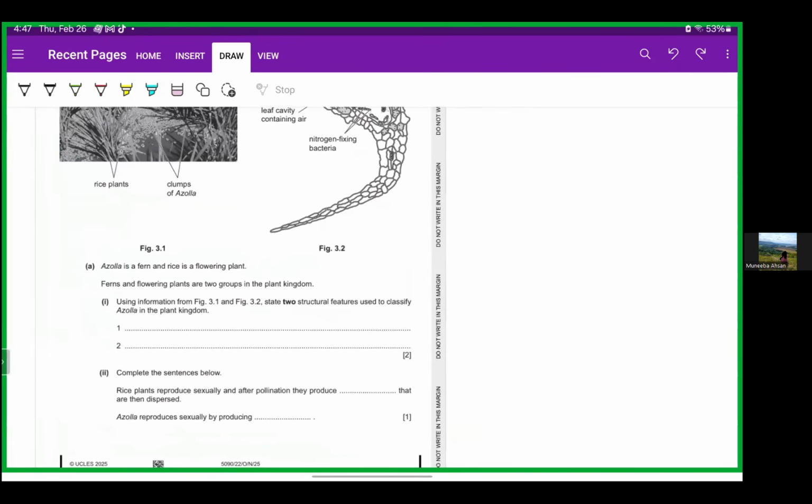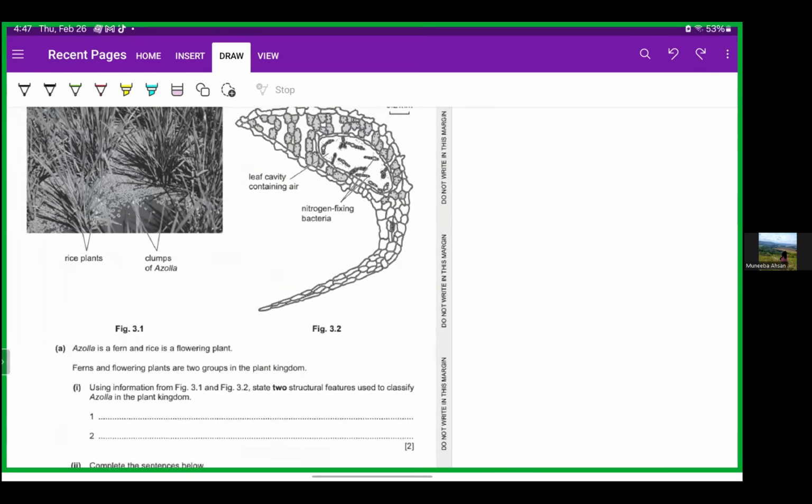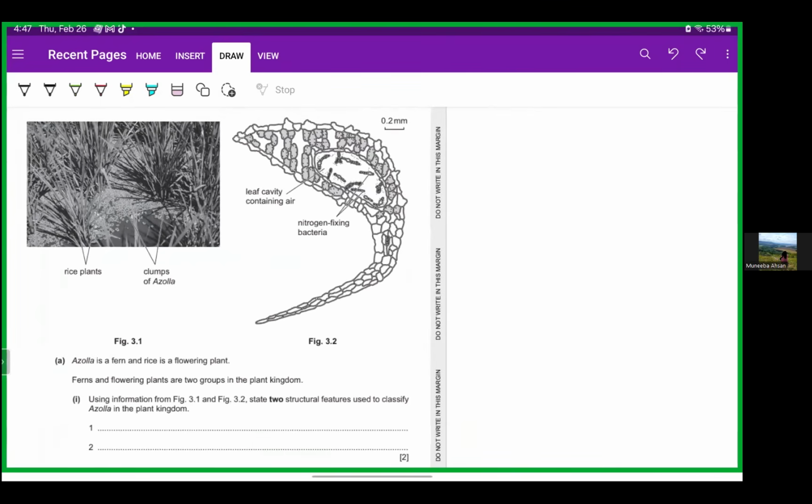Okay, Azolla is a fern and rice is a flowering plant. Ferns and flowering plants are two groups in the plant kingdom. Use the information in figures 3.1 and 3.2 to state the structural features used to classify Azolla in the plant kingdom. So in figure 3.2, what you can see which tells you that Azolla belongs to the plant kingdom? In the picture, I can spot chloroplasts.